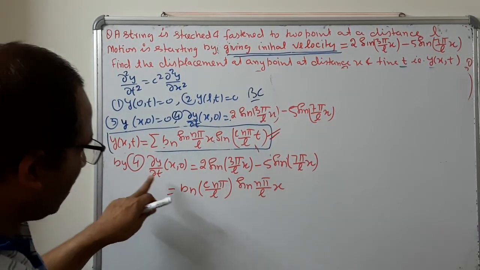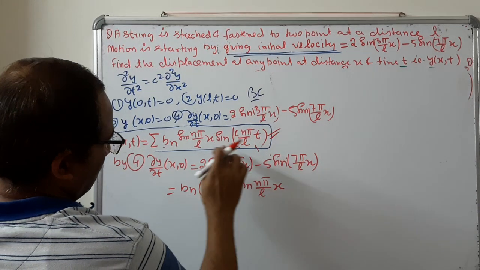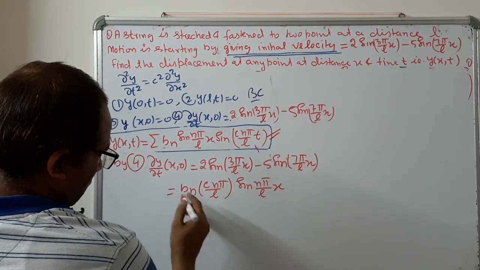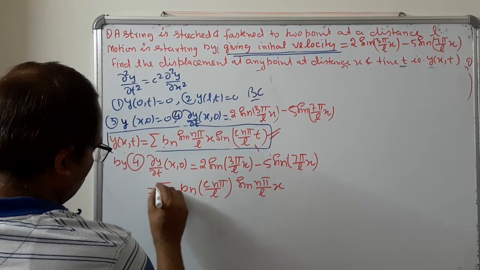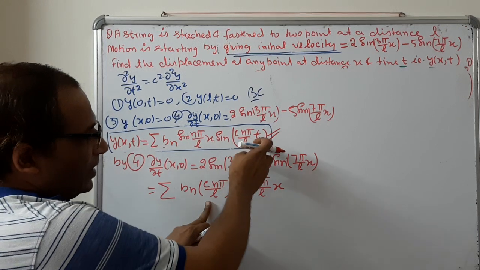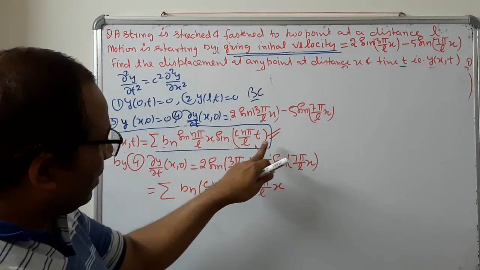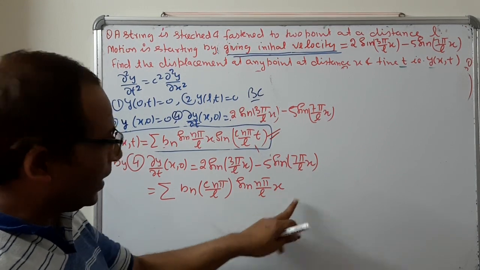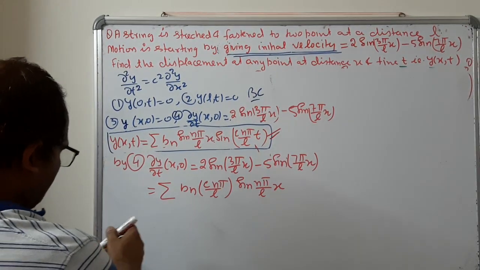So applying condition number 4, ∂y/∂t is this one. So differentiate this with respect to t and then put t equal to 0. We get this is equal to sigma of Bn Cnπ/L by the differentiation of this one, and then put t equal to 0, the cos is 1, sin(nπx/L). Now compare this into this.